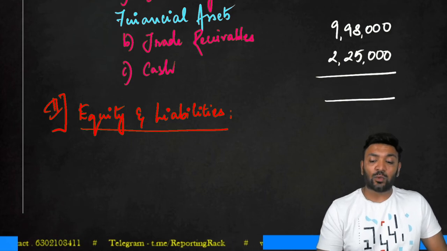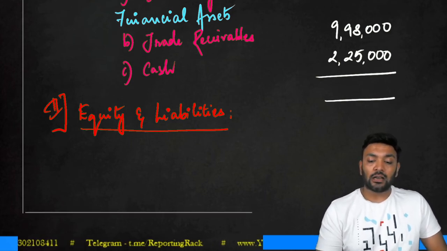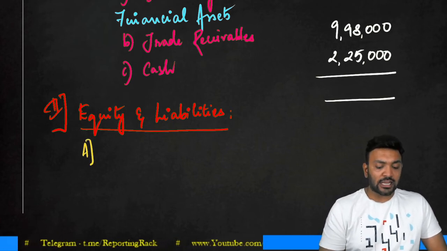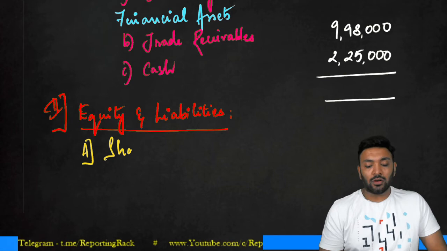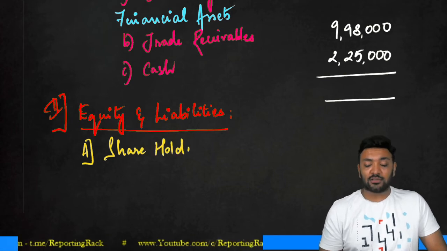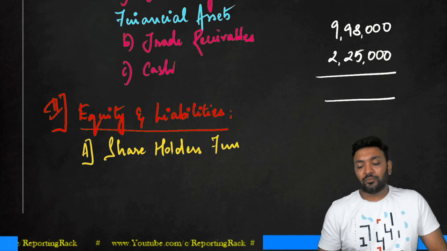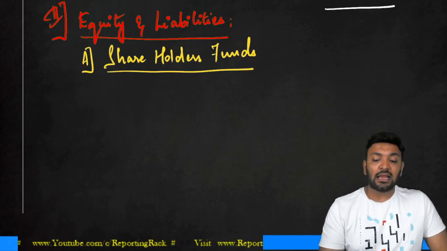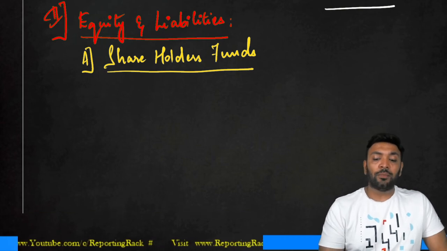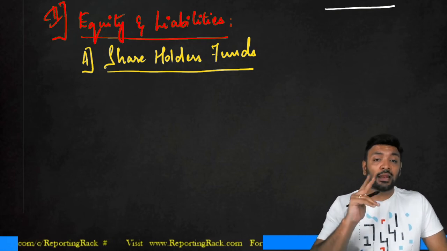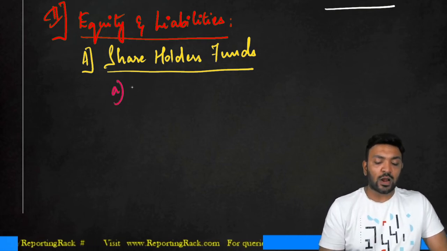Under equity and liabilities, let's start with non-current liabilities. Sorry, shareholder funds first. Shareholder funds: share capital, your reserves, and the third one, the last one, should be your non-controlling interest. No non-controlling interest, so only two items. First one, share capital.